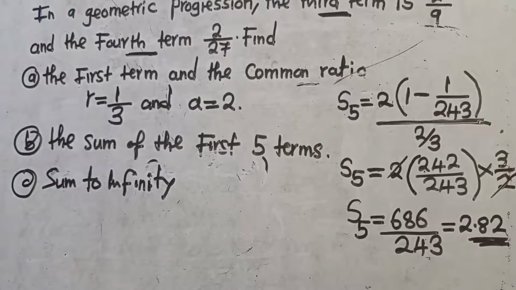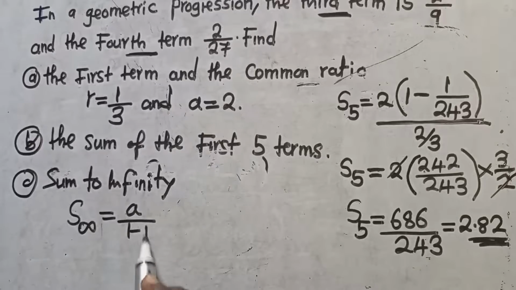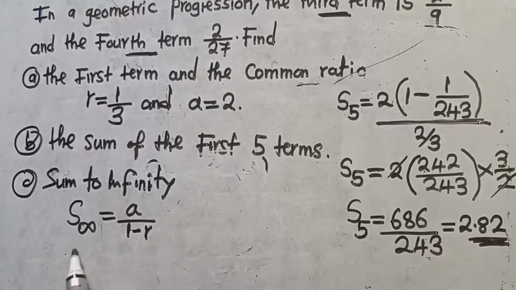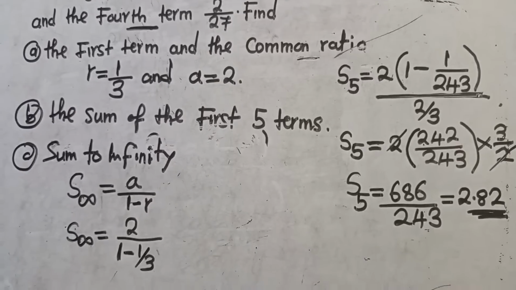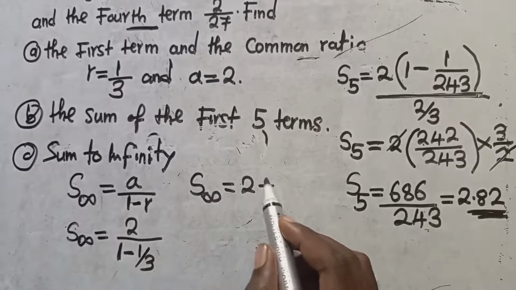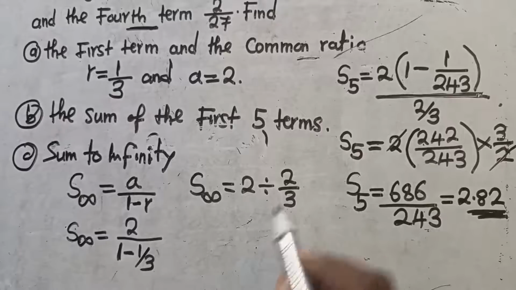I gave you a formula to use. The formula is A over 1 minus R. I know that the sum to infinity is equal to A, the first term, which is 2, over 1 minus the common ratio, 1 over 3. So if I work out this particular question, sum to infinity is equal to 2 over 1 minus 1 over 3. This is division. If I work out this, I'm going to get 2 over 3.